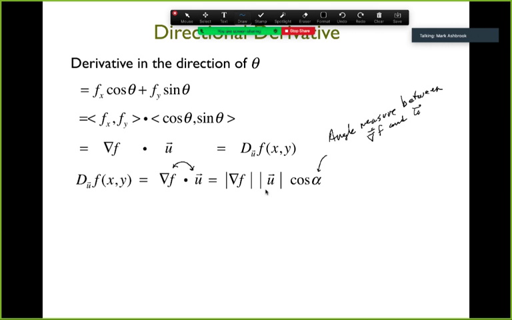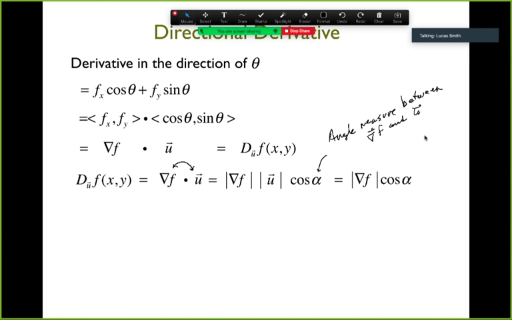Okay, so what's the magnitude of the unit vector? Just 1. So we can rewrite the directional derivative, or the rate of change, as just the magnitude of the gradient times the cosine of the angle between our two vectors.